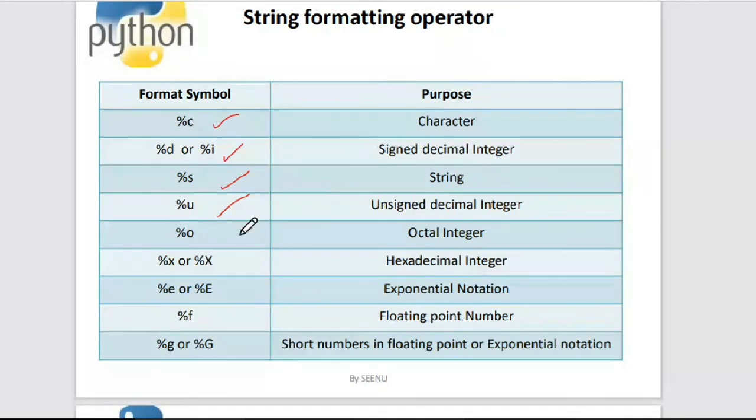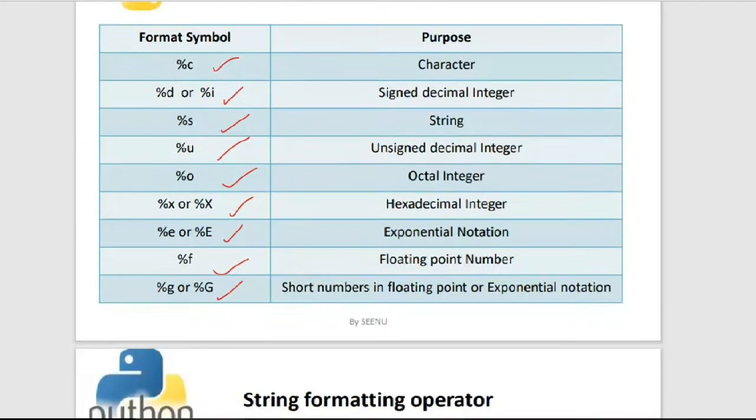To print that, you'll be using %u. %o is for octal, and capital %X and lowercase %x you can use for hexadecimal integers. %e, small e and capital E, you can use for exponential notation. %f is for floating point numbers, and %g is for short numbers in floating point or exponential notation. These are all the conversion specifications of the string formatting operators.